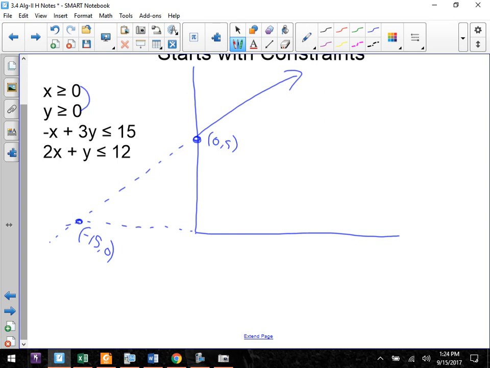The x is greater than 0, y is greater than 0. And then you use a test point. Did it go through the origin? Nope. What's 0 plus 0? 0. Is 0 smaller than 15? I hope so. So it's shading downward.